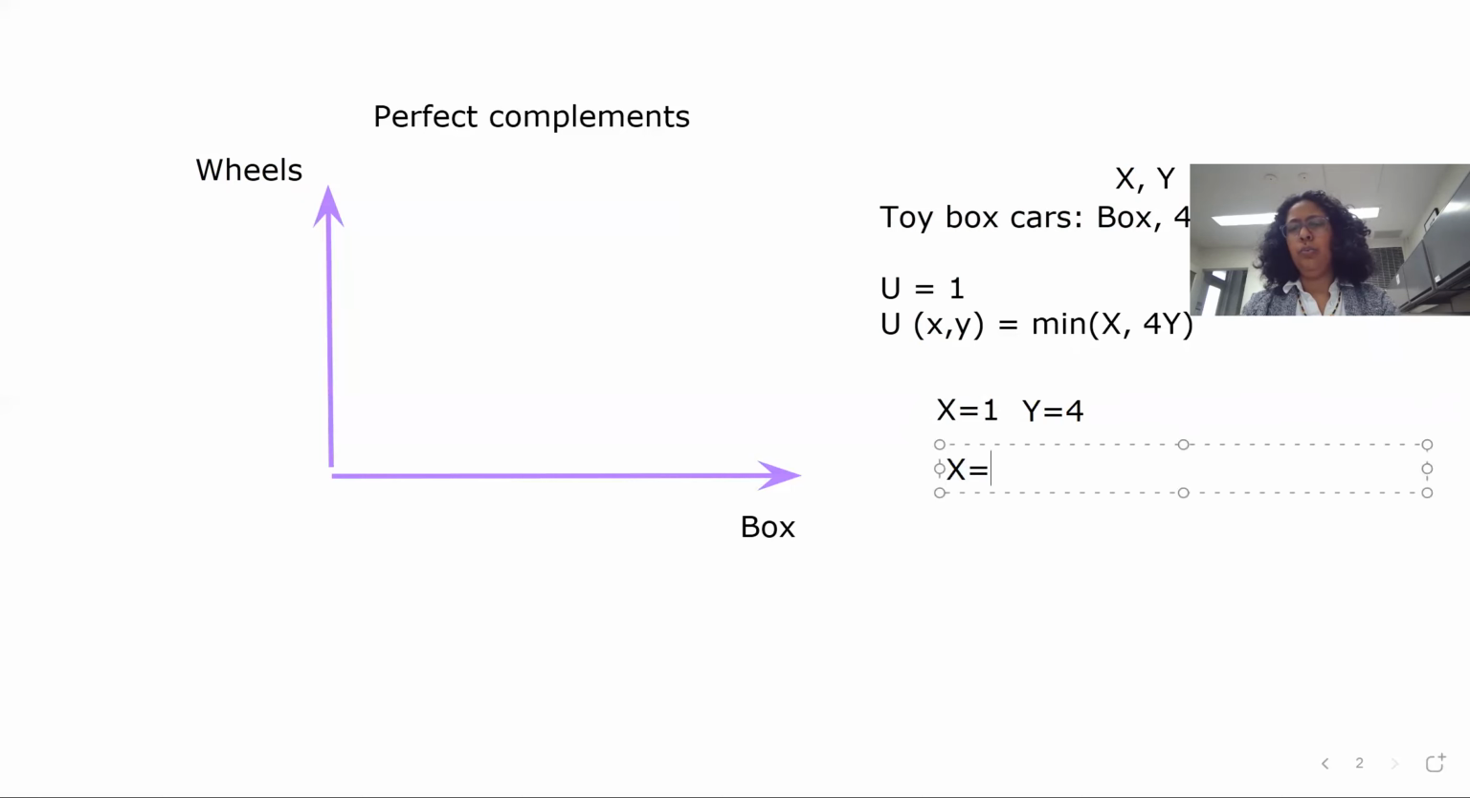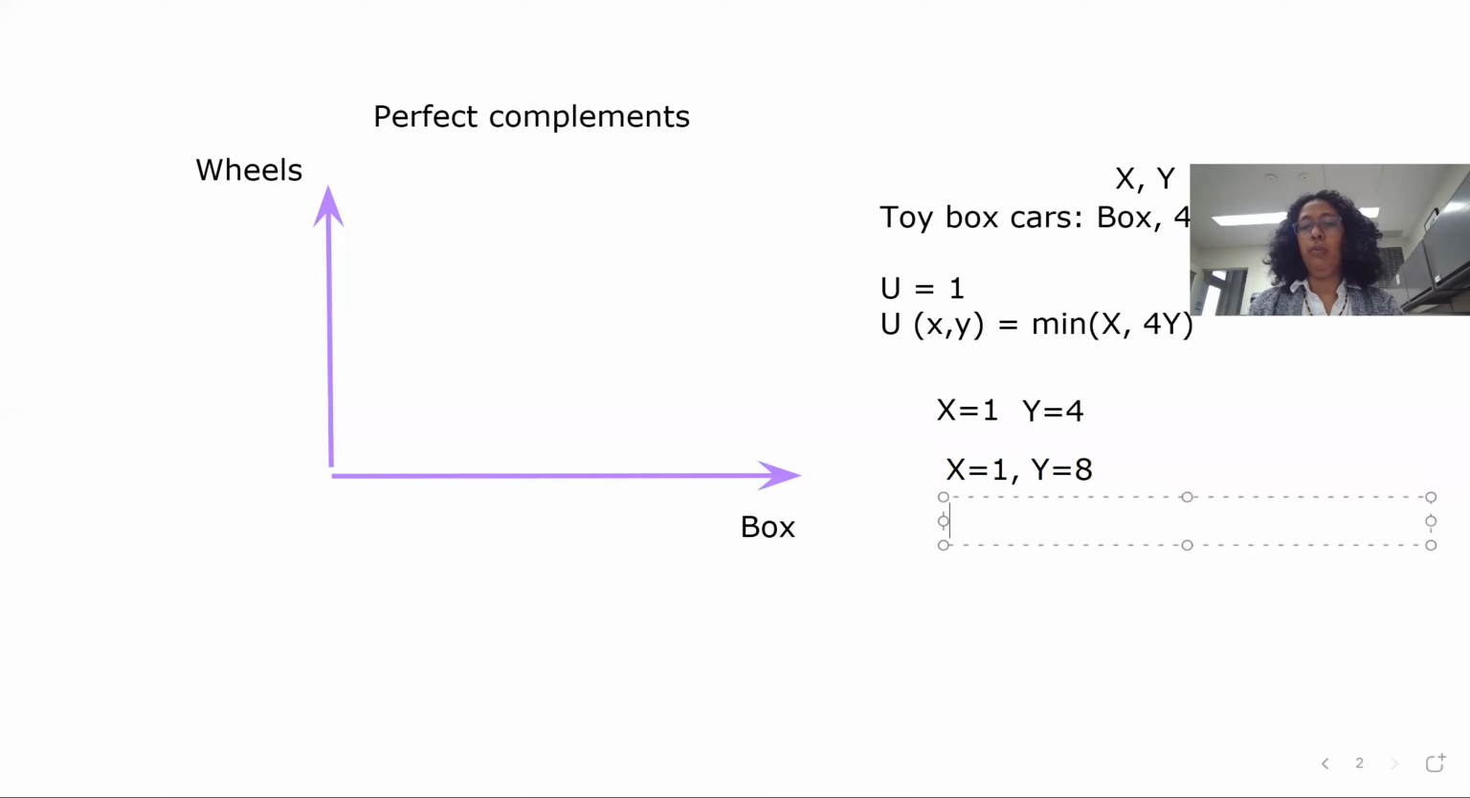If X equals 1, and I have, you can say, 8 wheels, I still can only make one car. X equals 2, Y equals 4. I still only have enough to make one toy car. Okay, so how do I graph this? So in terms of utility 1, I actually have to note that it's one set of wheels.